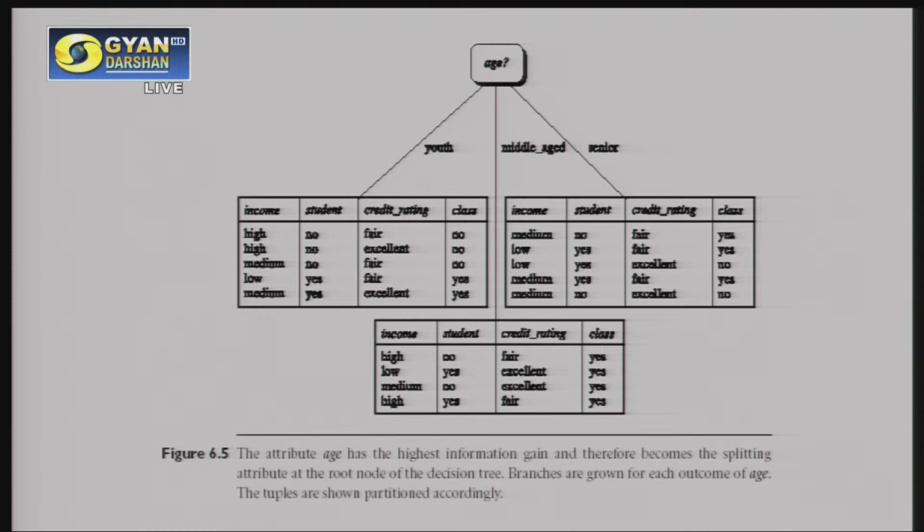And then we have the senior attributes, where you can see that we have 3 yes and 2 no. What we have to do is recursively calculate the values for the remaining attributes. Now we will start with the youth one. You will further calculate the value for income, student, credit rating, and class.